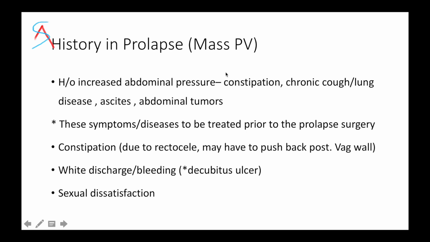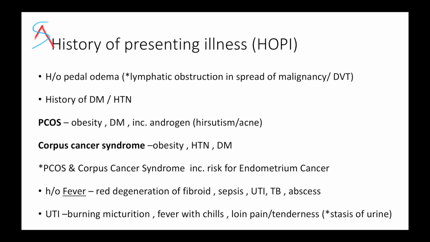Because if you do not correct constipation or cough, then even after the prolapse surgery it will result in vault prolapse. The patient may complain of constipation also in rectocele. The patient may even give a history that she has to push back her posterior vaginal wall to defecate. The other history of presenting illness you have to ask about is pedal edema. Pedal edema could be there because of lymphatic obstruction and spread of malignancy, or deep vein thrombosis can occur.